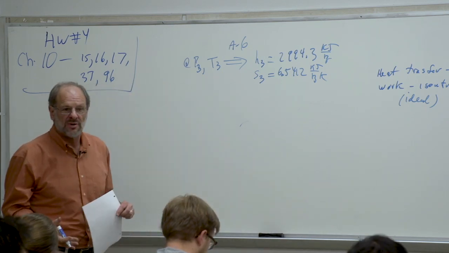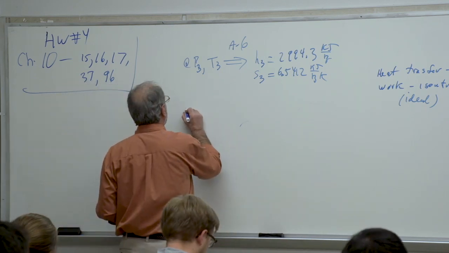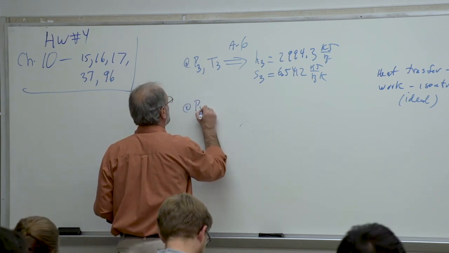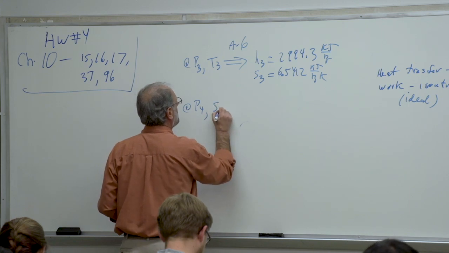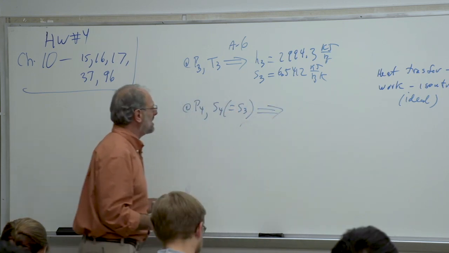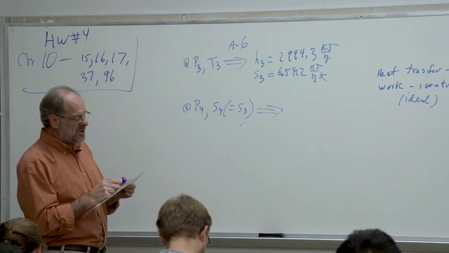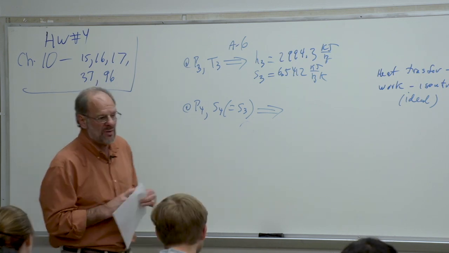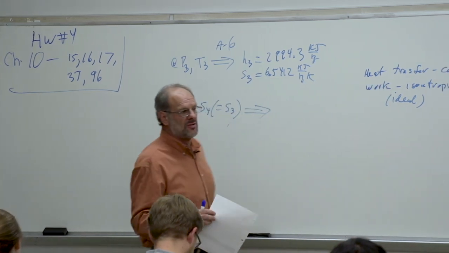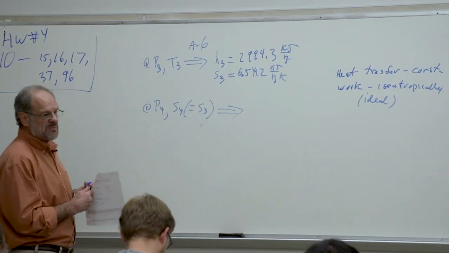Okay, so that's all we need at point 3. Now we go from 3 to 4. So we know two properties really at point 4. We know the pressure at 4, and we know the entropy at 4, which equals the entropy at point 3. So before we really know which table to go into, we have to ask ourselves, is it superheated, saturated, or a two-phase mixture? So again, that's pretty easy to do.